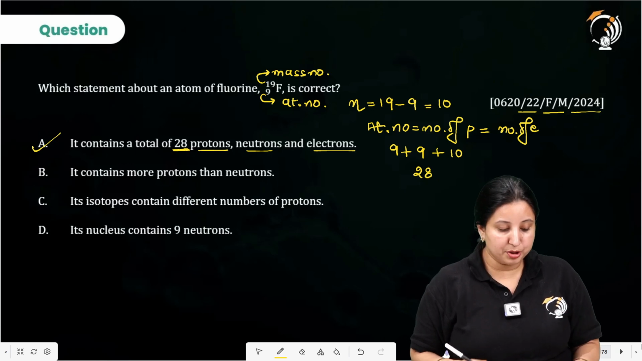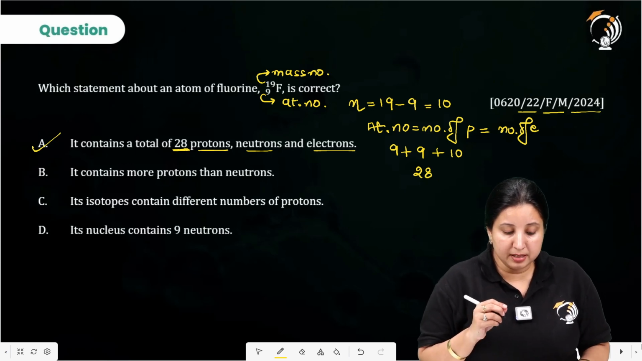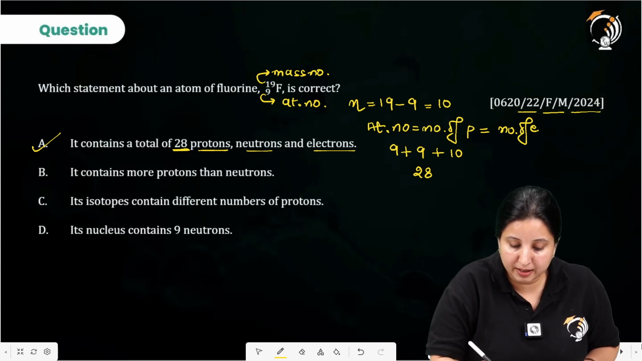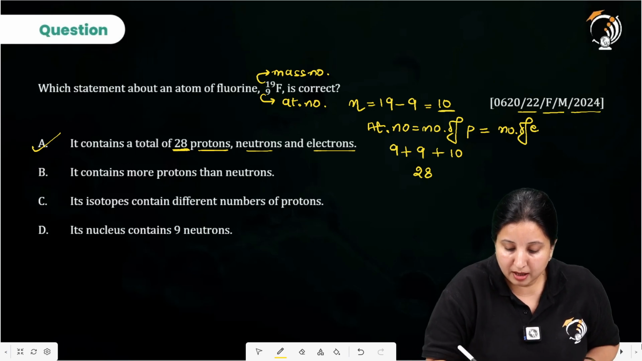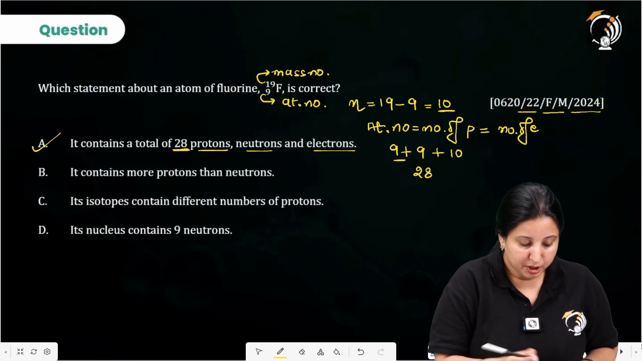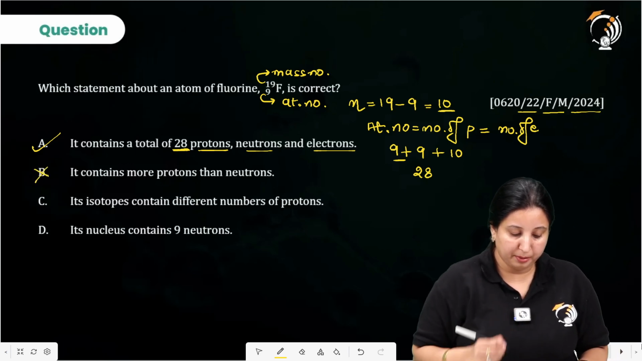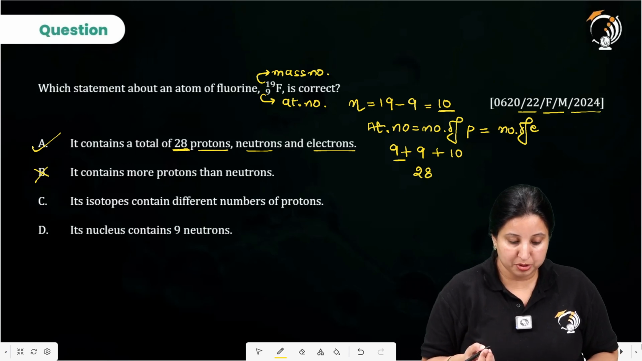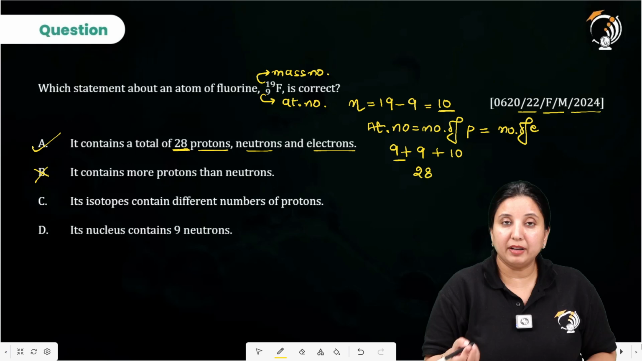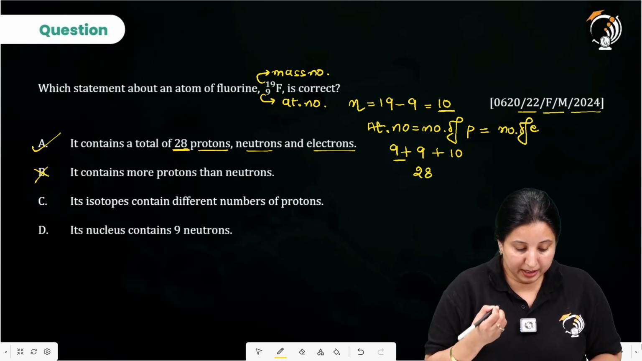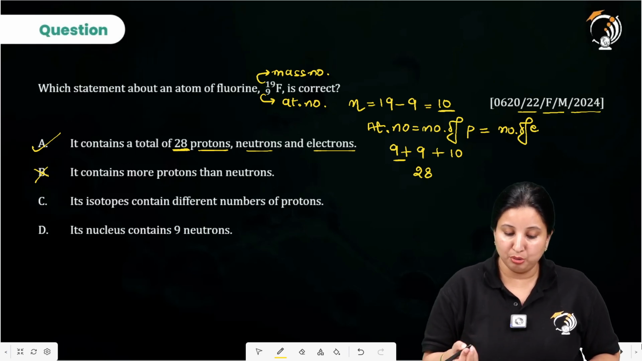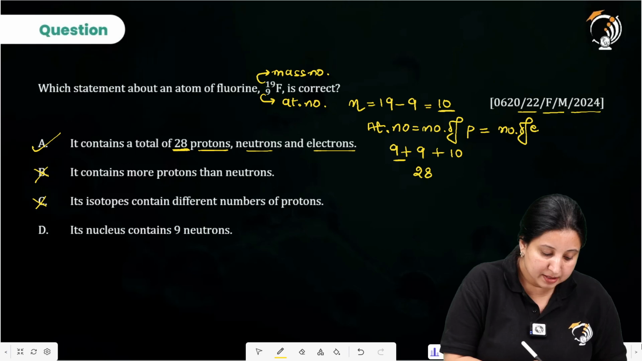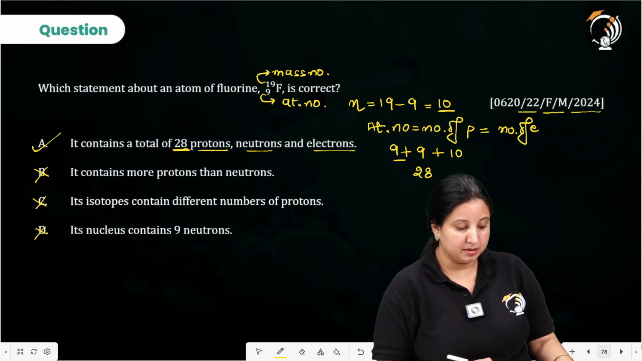Let's see the other options also. B. It contains more protons than neutrons. Now look, we have seen it is having 10 neutrons and 9 protons. So this statement is wrong. Its isotope contains a different number of protons. So over here we are not having any isotopes. Then its nucleus contains 9 neutrons. No, its nucleus consists of 10 neutrons. So that's why C and D are wrong statements.